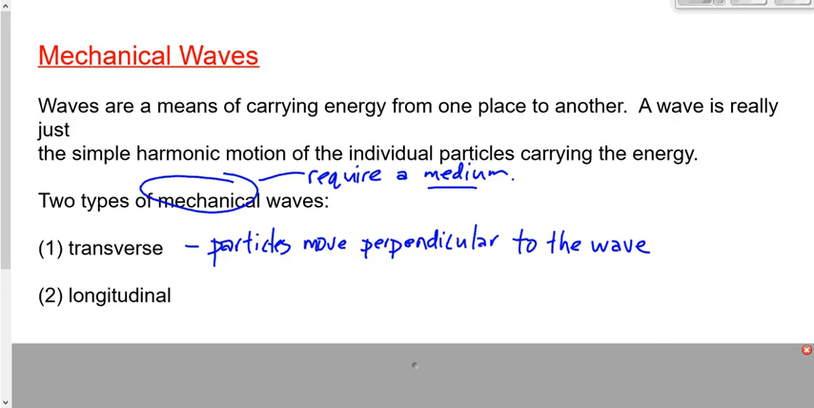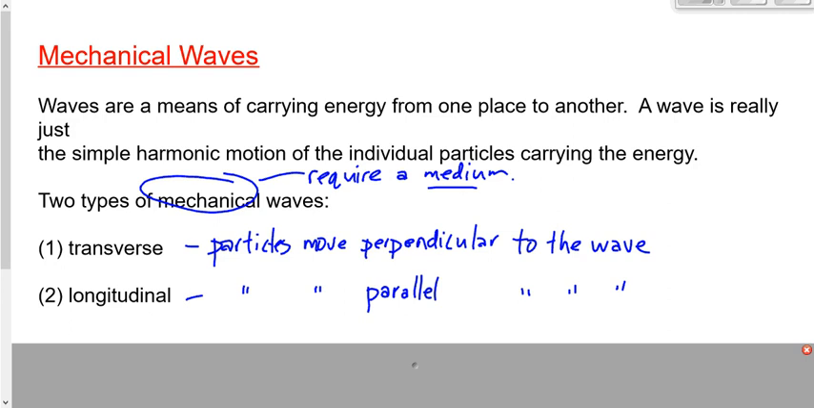Longitudinal waves, on the other hand, that second demonstration that I showed you yesterday, they're waves in which the particles move parallel to the wave. So if the wave is traveling to the right, then the particles are going to go right-left. If the wave is traveling to the south, then the particles are going to go south-north.